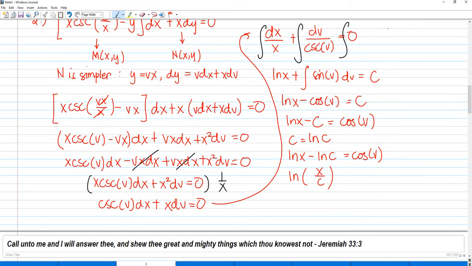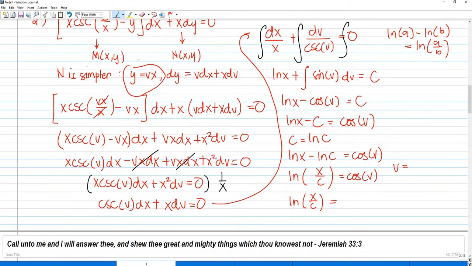So ln of a minus ln of b would be ln of a all over b, the same thing that we did here, equals cosine of v. So we have ln of x all over c equals cosine of v. Now we back substitute: v is equal to y over x again. So we have cosine of y all over x. And this is our final answer.